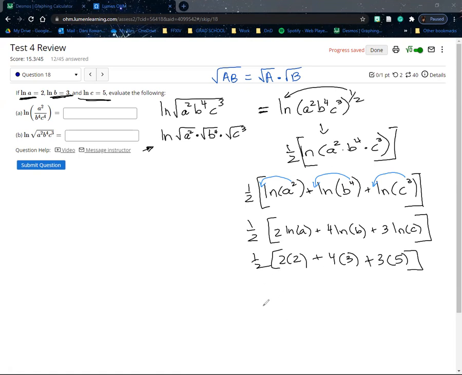And now we're just doing some arithmetic. So this is 1/2 of what? 2 times 2 is 4. 4 times 3 is 12. 3 times 5 is 15. So this is 1/2 of 4 plus 12 plus 15. What's 4 plus 12? 16. 16 plus 15 is what? 31. So this is 31 over 2.